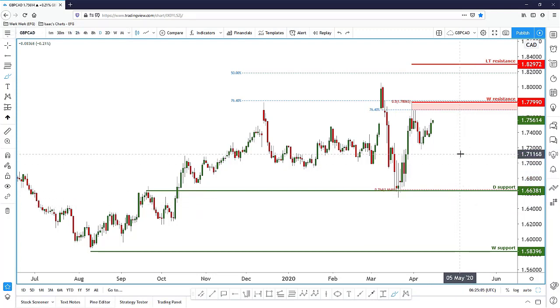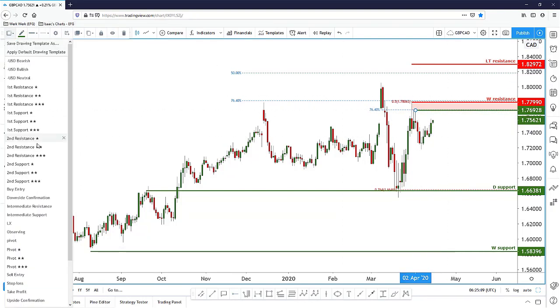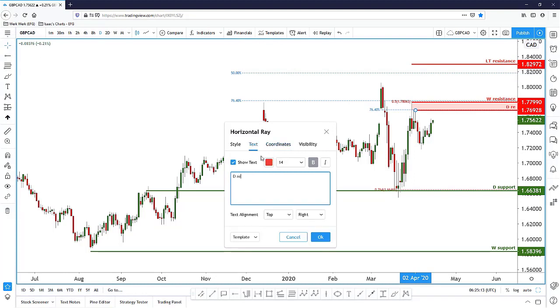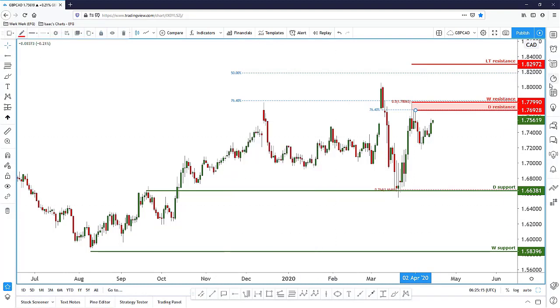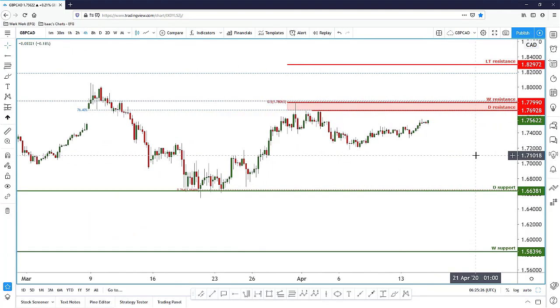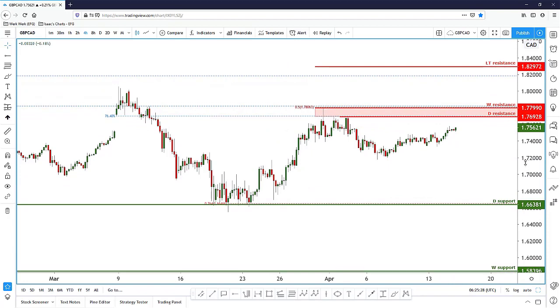So now that we have our daily resistance, daily resistance and weekly resistance, our daily support, weekly support, and our long-term resistance, we can move on down to the 4 hour to fine-tune our strategy. So on the 4 hour, we just want to focus on these levels here.